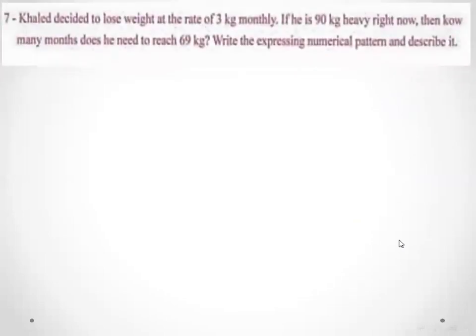Khalid decided to lose weight at the rate of 3 kilograms monthly. If he is 90 kilograms heavy right now, then how many months does he need to reach 69 kilograms? Write the numerical pattern expression and describe.